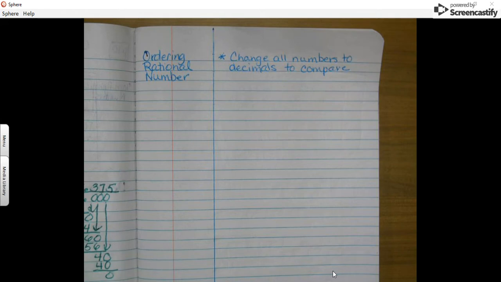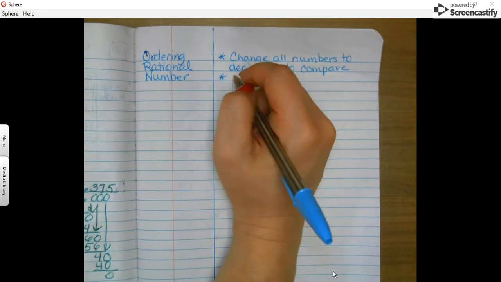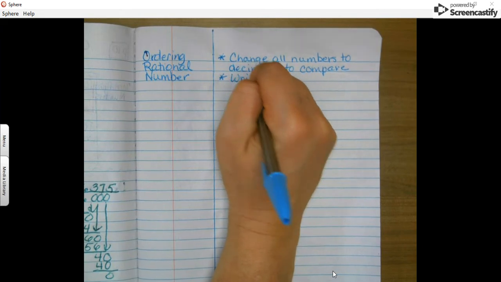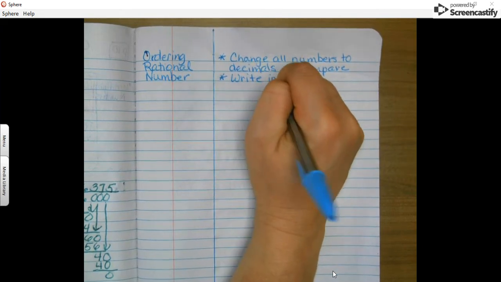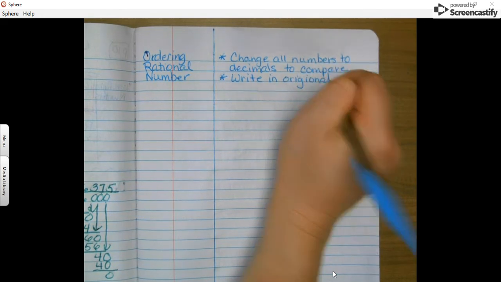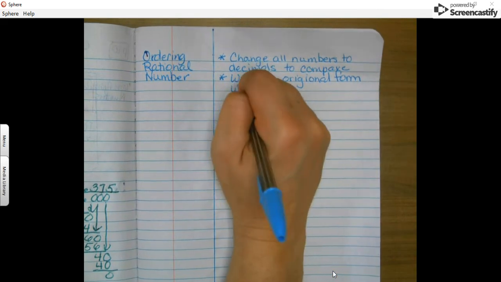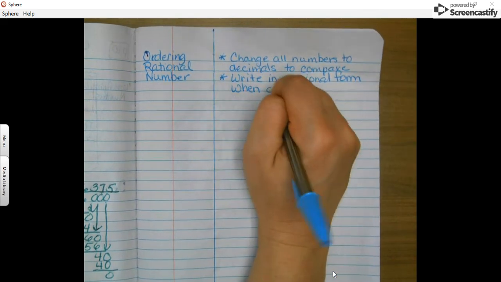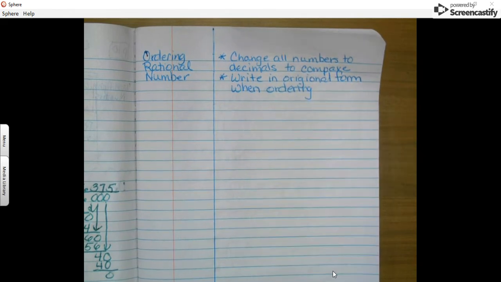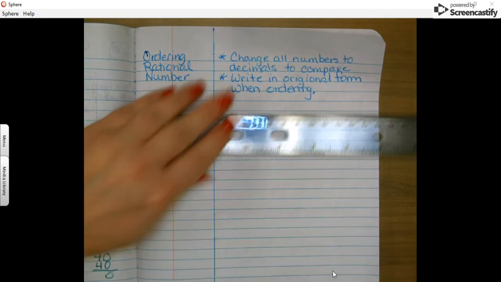And then after you compare them, the next rule is write in original form when ordering. And I'm going to underline original form.